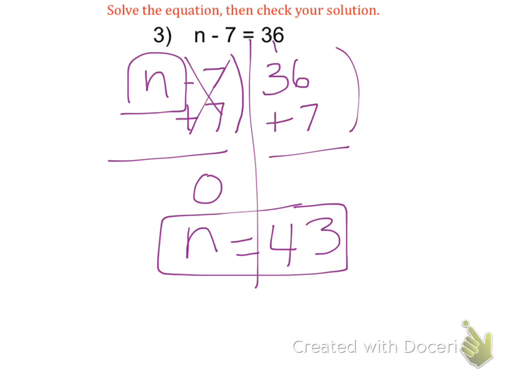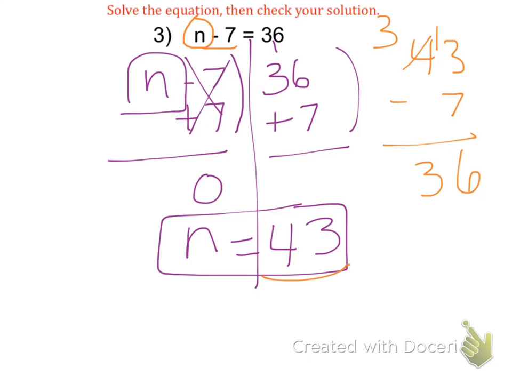Check your solution. So if my answer is 43, I need to plug it back in for n. So we're going to do 43 minus 7. I get 36, so I go back to my problem, and that's correct. So I checked my solution.